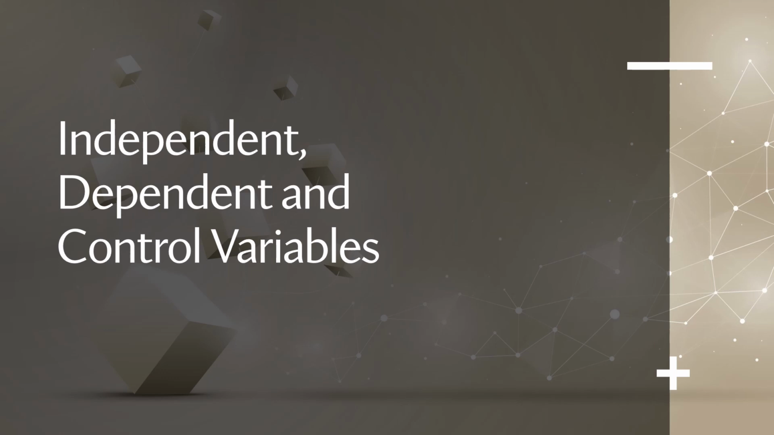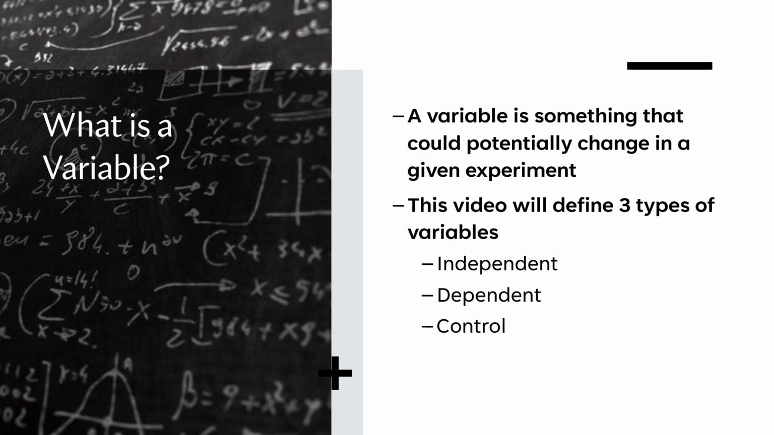So in this video, we're going to talk about the independent, dependent, and control variables that can happen within an experiment. So the first thing, of course, is defining what is a variable. A variable is something that can potentially change in a given experiment, whether it be manipulated by the experimenter themselves, be controlled by the experiment to make sure it doesn't change, or something that's measured in the end. So in this video, we're going to find three types of those variables: the independent, dependent, and control variable.